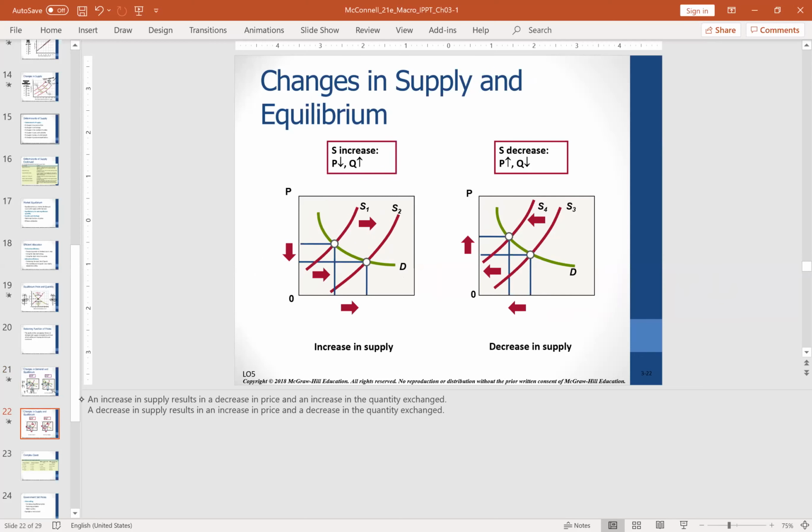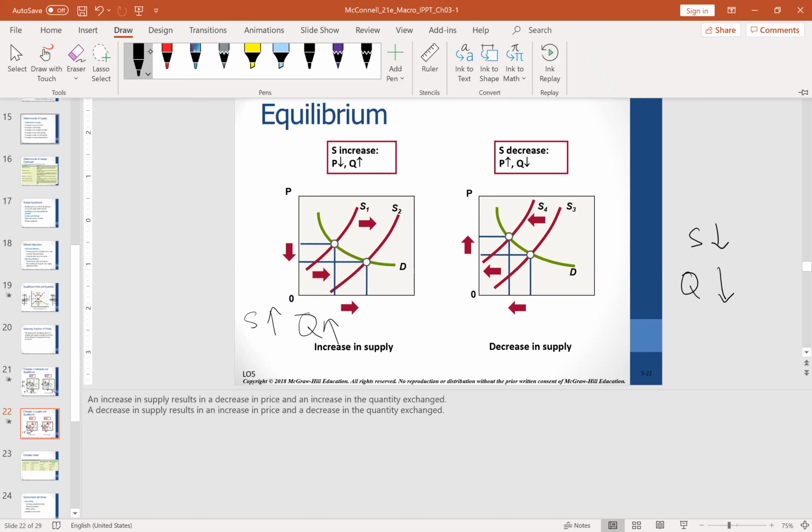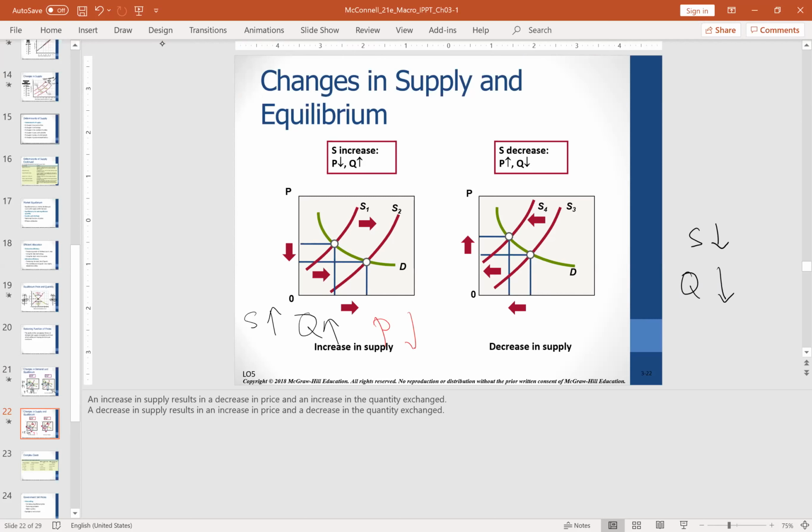Now, what happens when supply increases? When supply increases, my quantity will increase. And at the same time, when supply decreases, my quantity will decrease. But over here, the price will move in the opposite direction. Quantity increases, price decreases. Over here, quantity decreases and price increases.